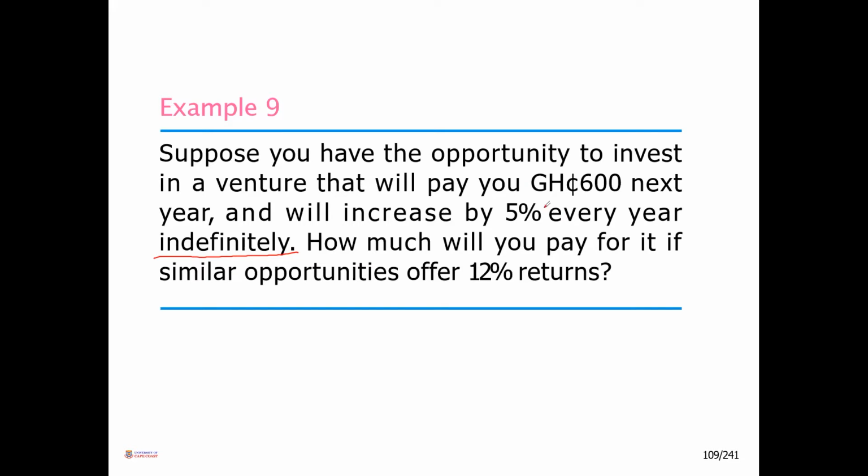So if the perpetuity was not growing by 5% every year, the present value of the perpetuity would have been the amount divided by r, so 600 divided by the interest rate of 12%, so 0.12. Assuming it wasn't growing, then the answer will be 5,000.